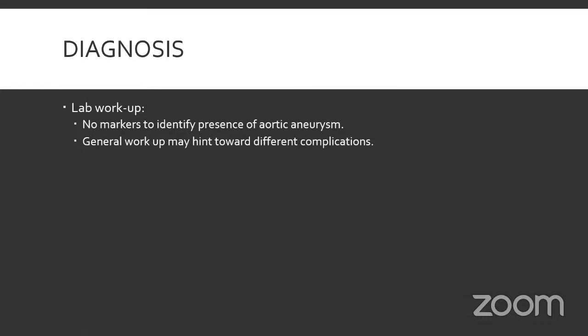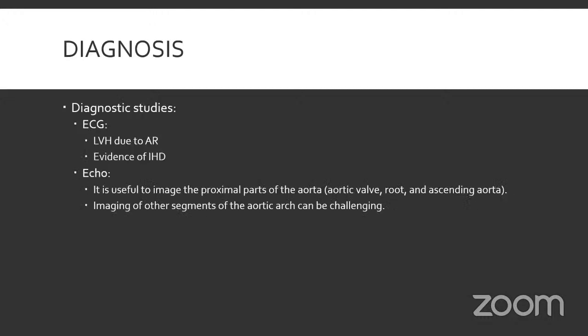Up to date, there are no markers that have been reliably used to identify the presence of aortic aneurysm. It's an area of evolving research, but as of now, there is nothing. General workup may hint towards some of the complications that may occur with aortic aneurysm. For the diagnostic study, probably the gold standard is the CT.